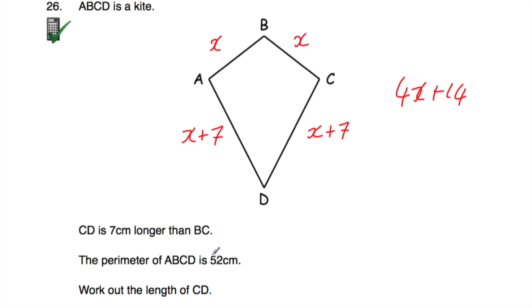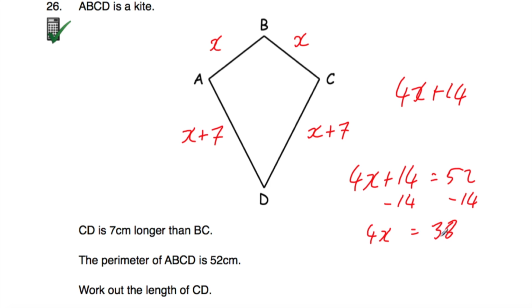Now we're told the perimeter of the kite is 52 centimeters, so 4x plus 14 is equal to 52. So we've now got an equation. We can solve this and find x, and then we can find the length of CD. We want to get the x on its own, so let's get rid of the plus 14 to begin with. To get rid of plus 14, we take away 14 and take away 14. So 4x plus 14, take away the 14, is just 4x. On the right hand side, 52 take away 14 is equal to 38. So we've got 4x is equal to 38.